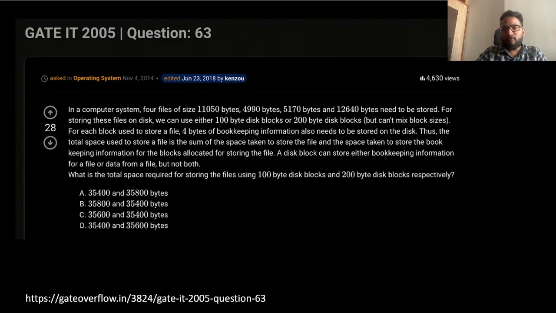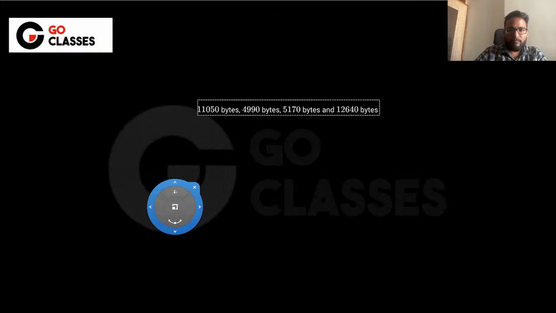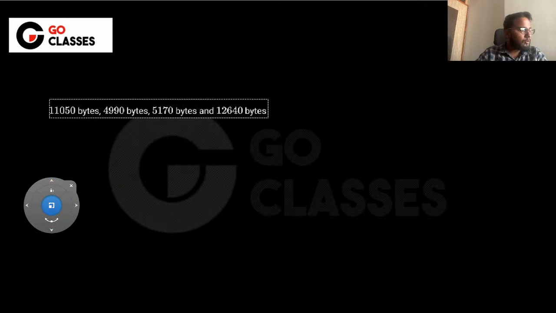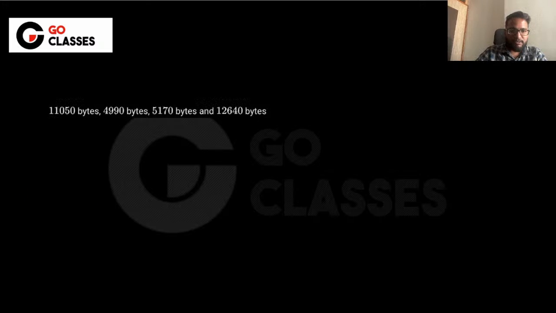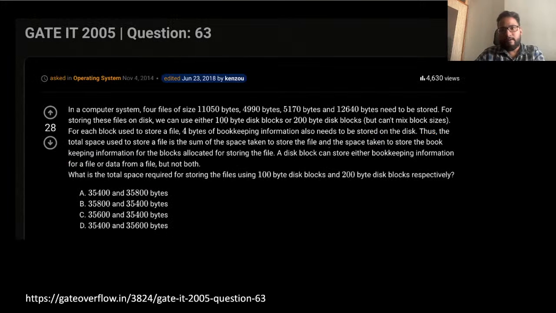In a computer system, 4 file sizes are given to us, and then they are saying for storing these files on the disk we can use either 100 byte disk block or 200 byte disk block. So these are the 4 files that we want to store, and we have options. Either we can use 100 bytes or we can use 200 bytes, right? So the block size could be 100, and the block size could be 200 also, right? Okay, but can't mix both of them.